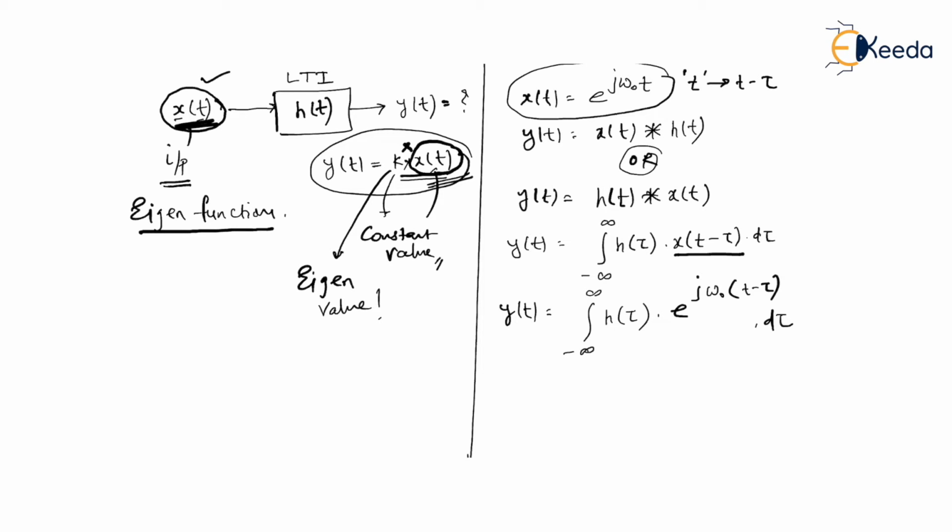Now since we are integrating with respect to tau, t is a constant. So I can rewrite y of t as minus infinity to infinity. I'll take e to the power j omega naught t out. So what remains inside is h of tau e to the power minus j omega naught tau d tau. So let me rewrite that y of t. So y of t is e to the power j omega naught t, times the integration from minus infinity to infinity h of tau e to the power minus j omega naught tau d tau.